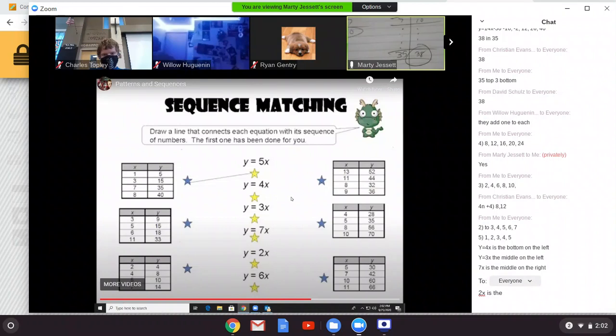Y equals 4x, what does that match with? Well, that's going to match this one over here. 9 times 4 is 36. 8 times 4 is 32. 11 times 4 is 44. And it turns out, yeah, 13 times 4 is 52. So y equals 4x is the top right.